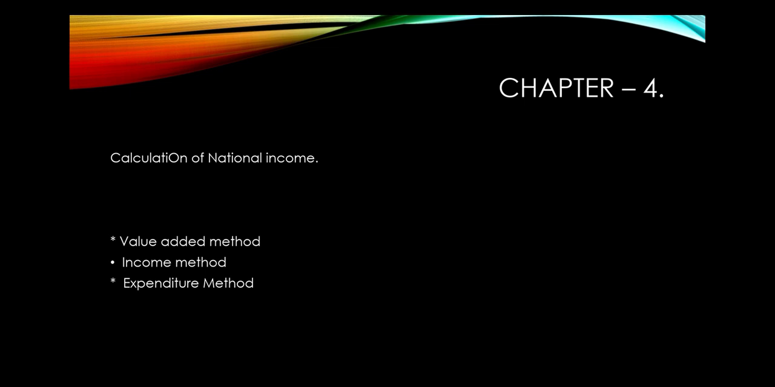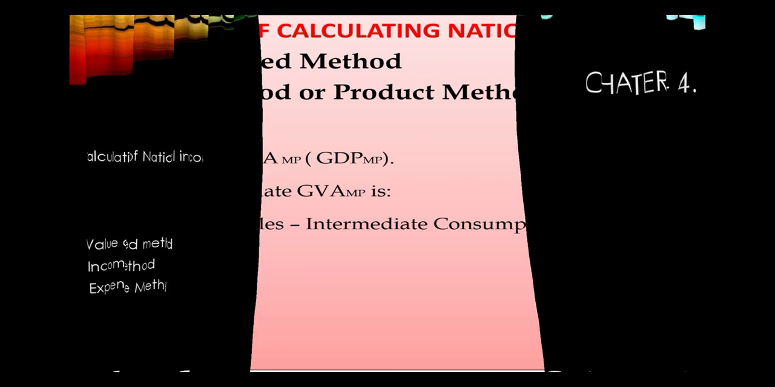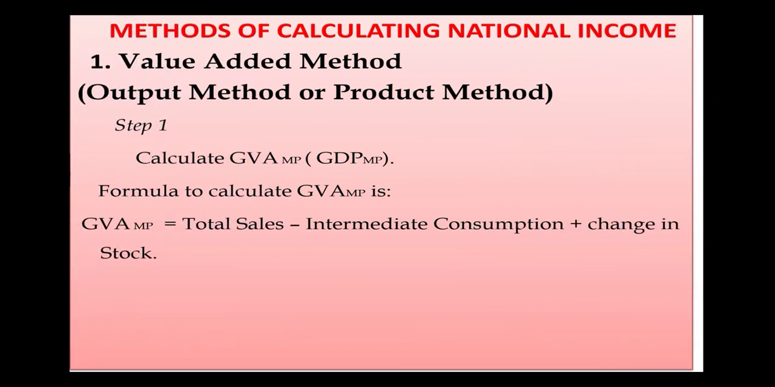I will start the next chapter, that is the calculation of national income of macroeconomics. Students, you know that there are three main methods of calculation of national income. These methods are value added method, income method and expenditure method. One by one we will discuss these three methods, and first of all, we will start the value added method, that is also known as output method or product method.